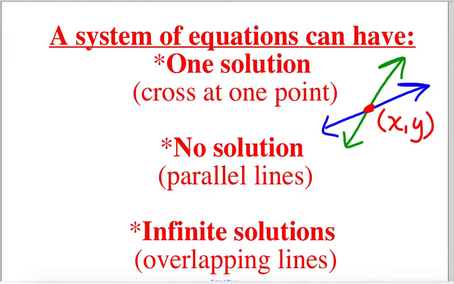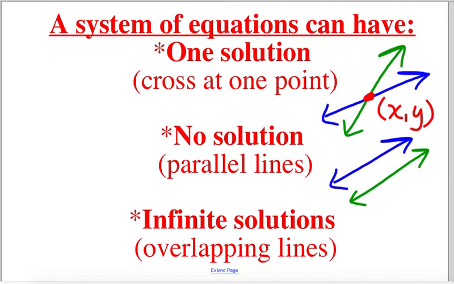Another thing that can happen when you graph these lines is that maybe one of the lines goes like this, and you graph your next line and it looks like this. And they don't ever cross each other. They are parallel lines. That is called no solution, because there is no x and y value on the blue line that will also work for the green line. So because they never cross each other, that's called no solution.